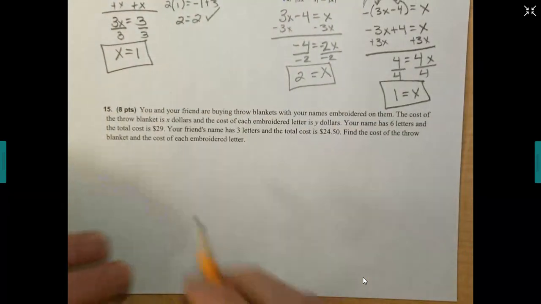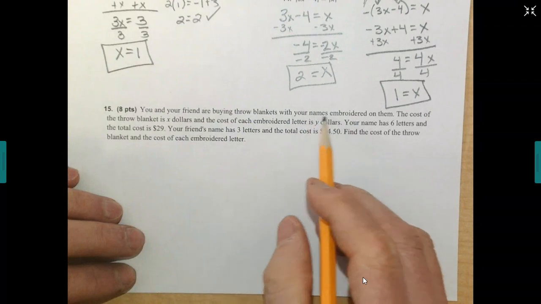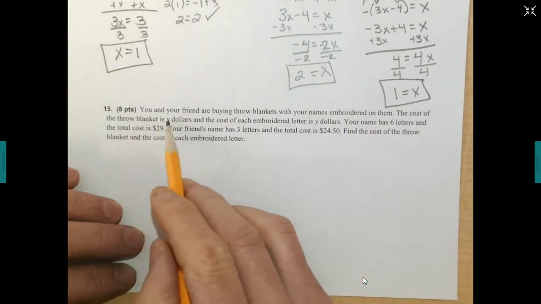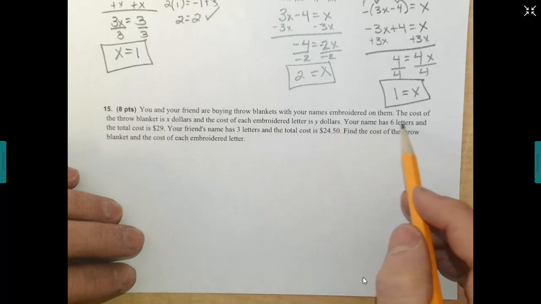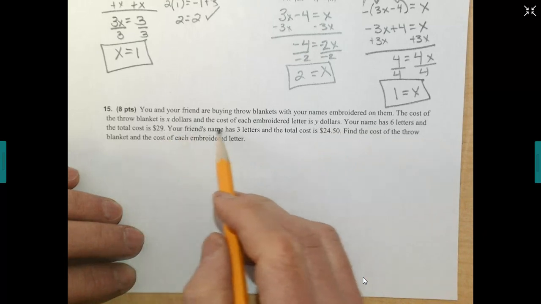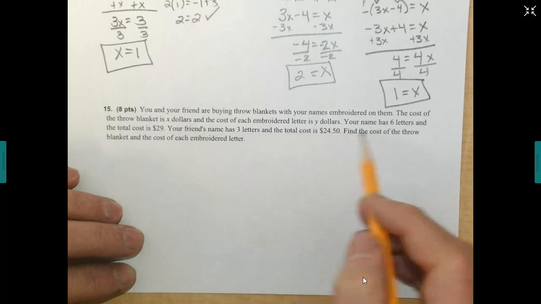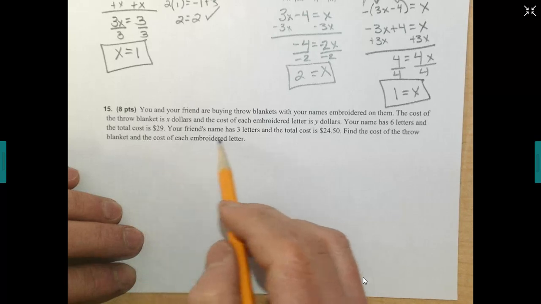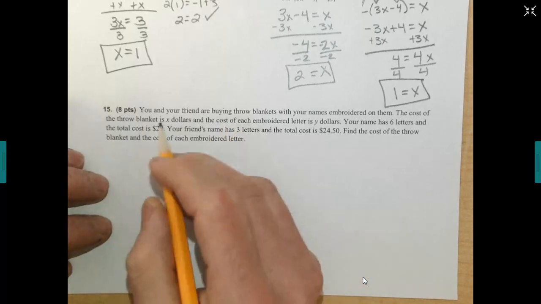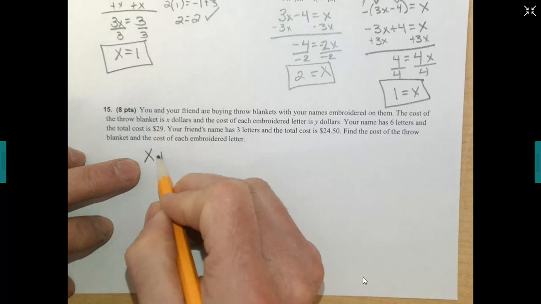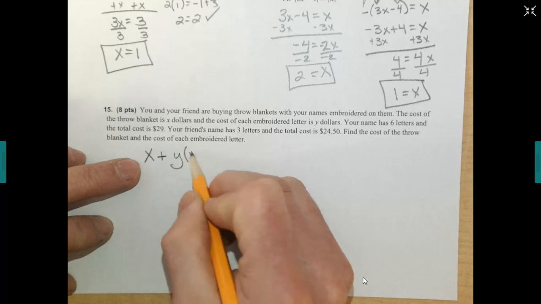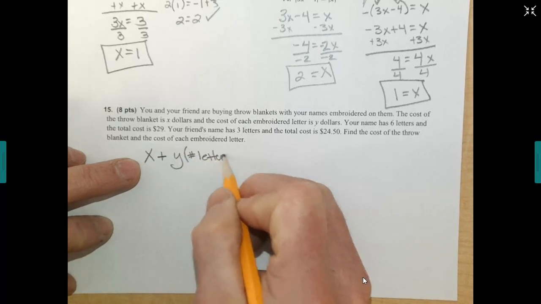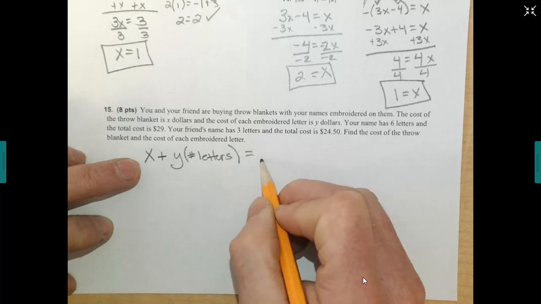All right. Last problem. You and your friend are buying throw blankets with your names embroidered on them. The cost of the throw blanket is X dollars, and the cost of each embroidered letter is Y dollars. Your name has 6 letters and a total cost of 29. Your friend's has 3 letters and a total cost of 24. Find out the cost of the throw blanket and the cost of each embroidered letter. So the cost is going to be the cost of the blanket plus Y times number of letters equals your total.